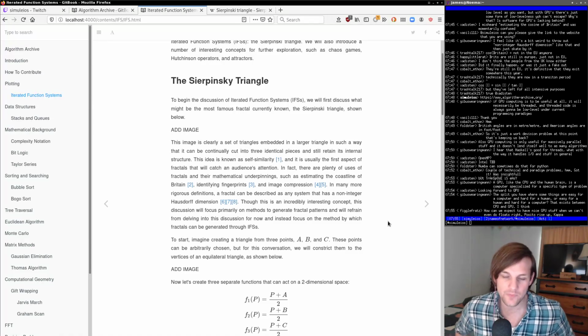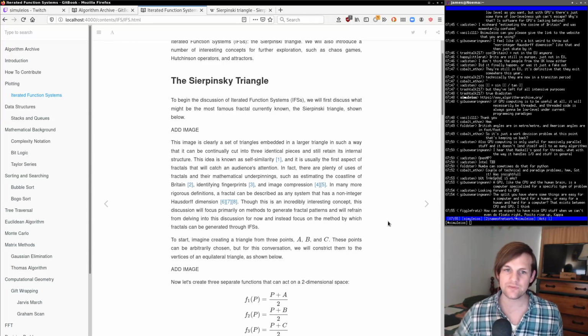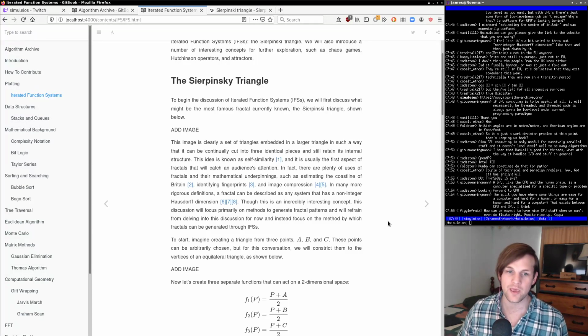Okay, so Gibbous mentioned something that is weird. Let me reread this paragraph. We talked about the triangle being a subset of triangles. And then we say, this idea is known as self-similarity, and it's usually the first aspect of fractals that will catch an audience's attention.